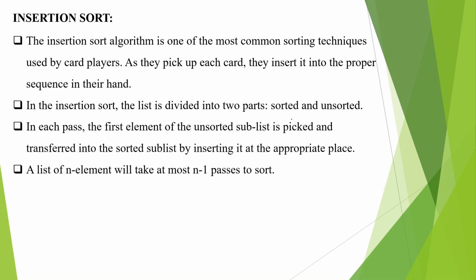I'll make you understand. Here also same thing. If you have n elements in the list, you require n minus 1 passes before the list gets sorted.